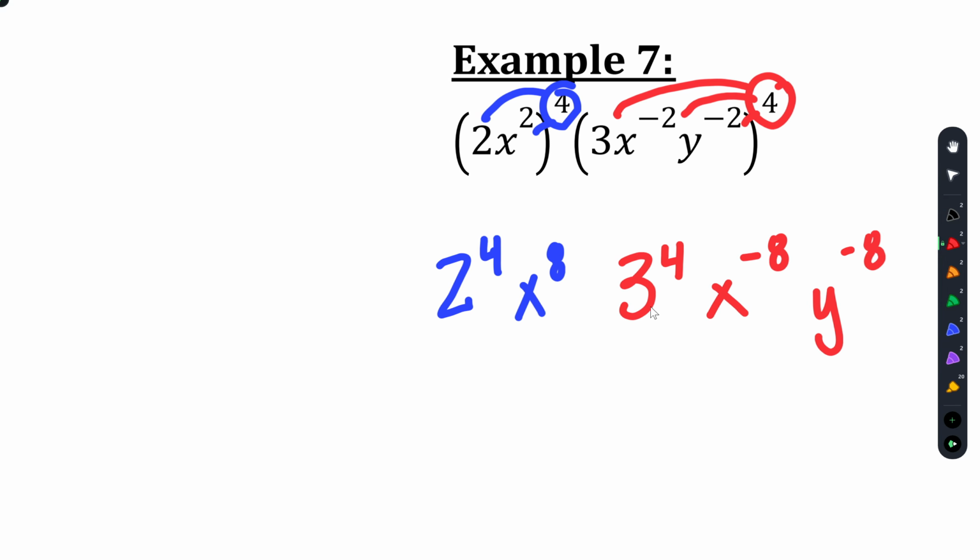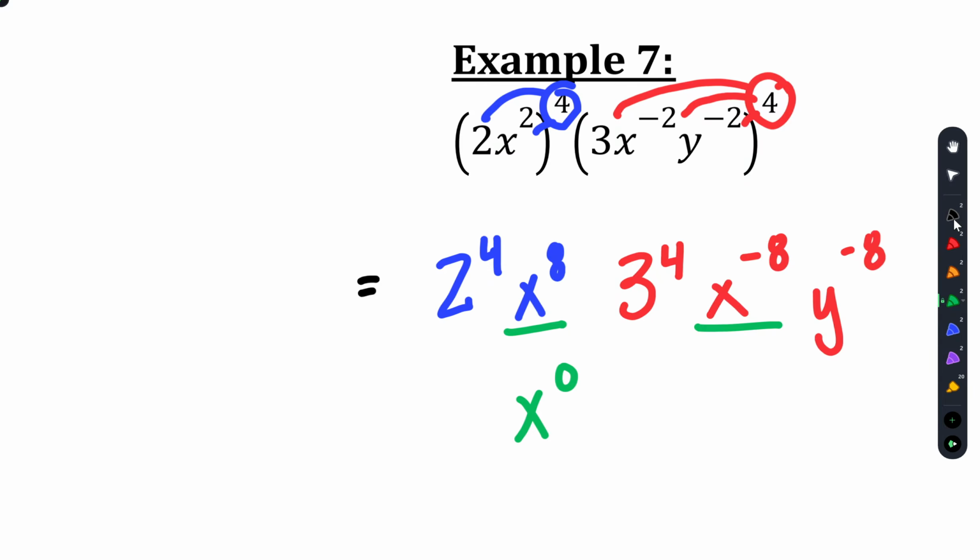Now I've got a lot of combining to do. What things can get combined here? What things can get simplified? The x's. What happens to my x's? They don't cancel out. What do they become? X to the 0th power. When I add 8 and negative 8, they become x to the 0th power.